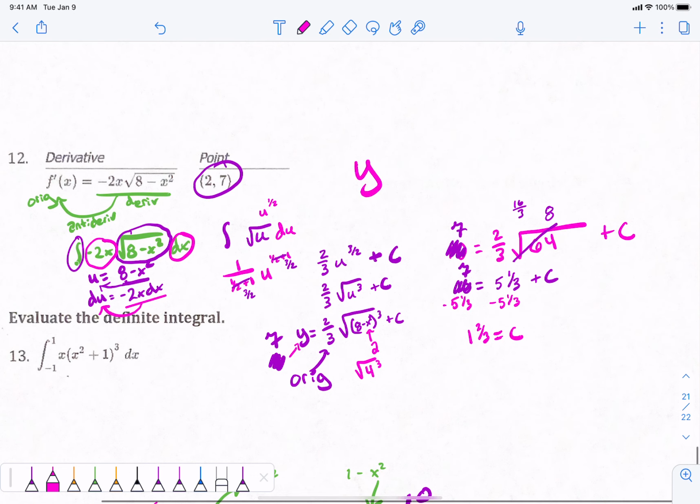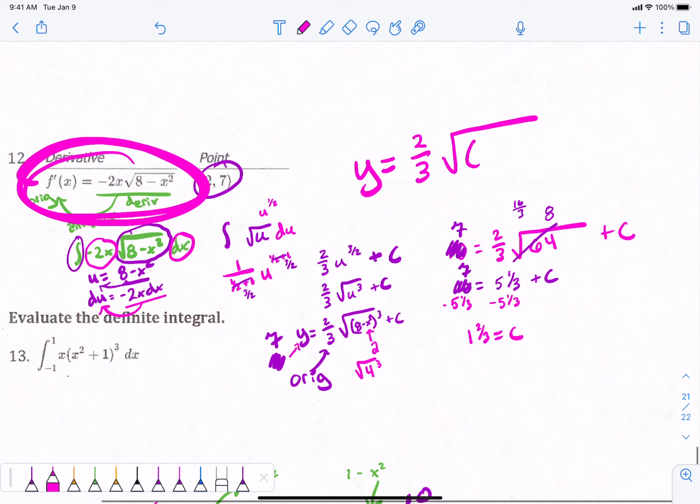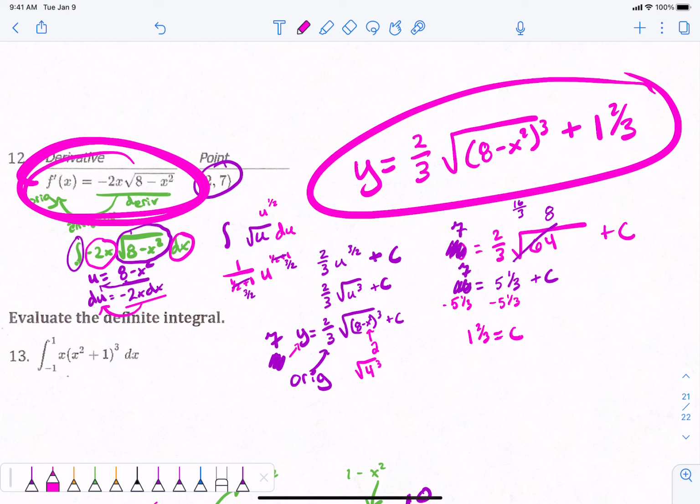So if this was the derivative of some function, and I want to find the original, what's the original function? y equals 2/3 times the square root of 8 minus x squared, cubed, plus 1 and 2/3. Holy cow, that was a lot.